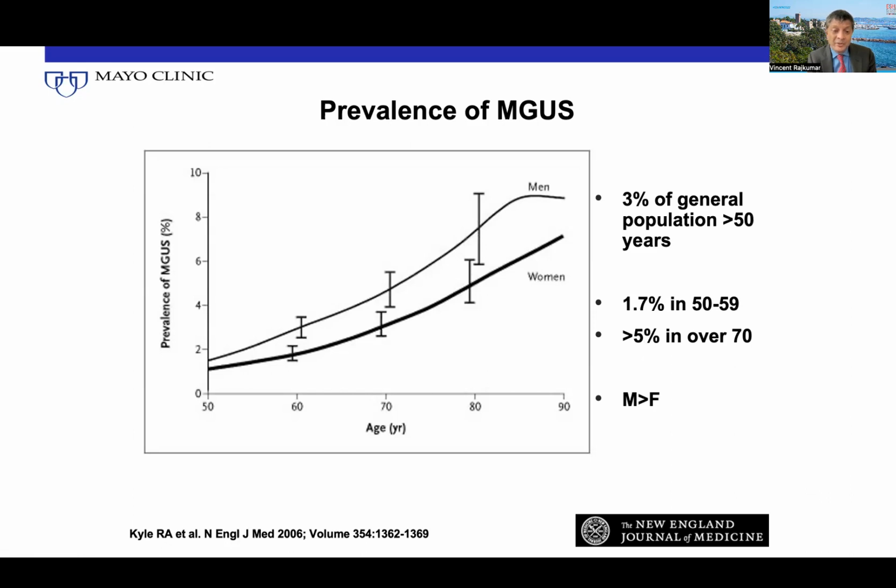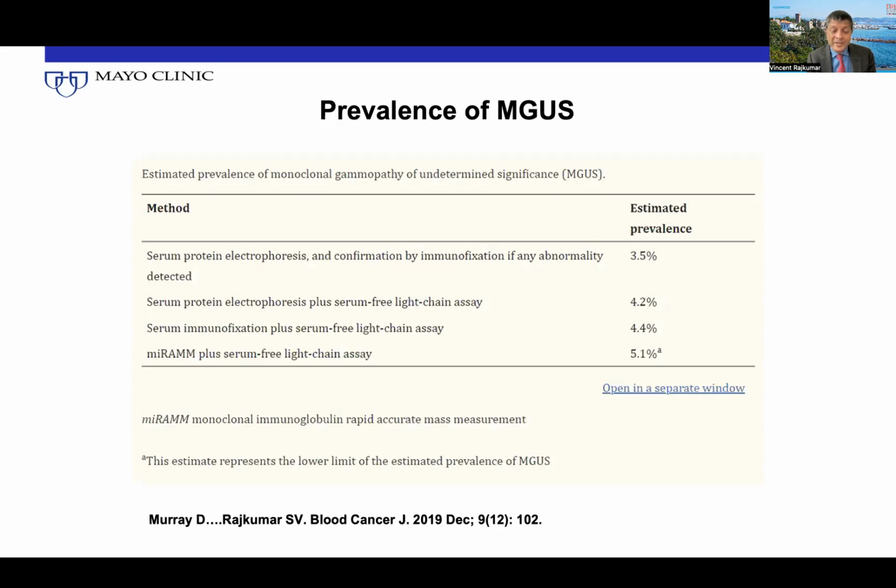Now, I told you with more sensitive techniques, we think that the prevalence of MGUS is actually higher. When you use serum free light chain assay, the prevalence goes up to 4.4%. And when you use the mass spec plus the free light chain assay, the estimated prevalence is at least 5% of the general population over the age of 50. So it's a very common condition, and we really need to know more about it. As people do more and more tests for monoclonal gammopathy with SPEP or immunofixation or mass spec, you're going to find more and more referrals for MGUS into your clinics.